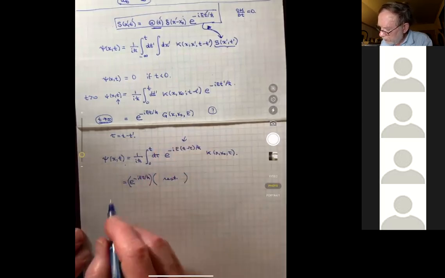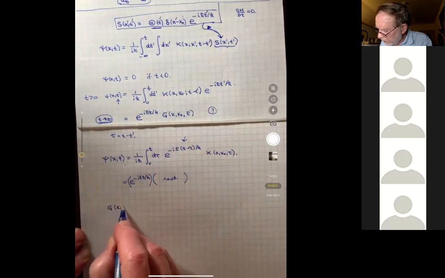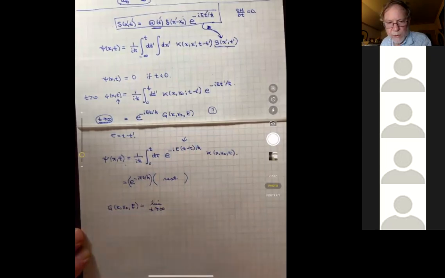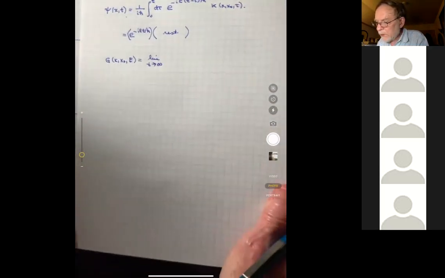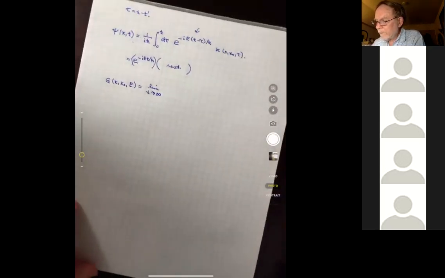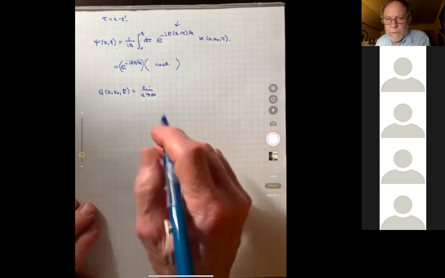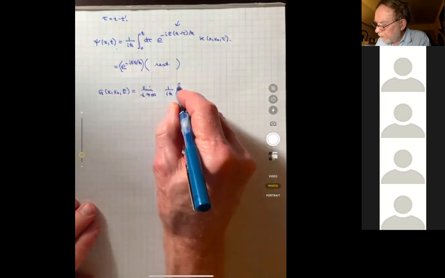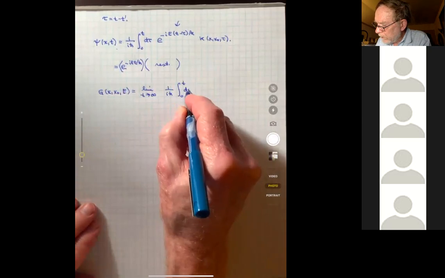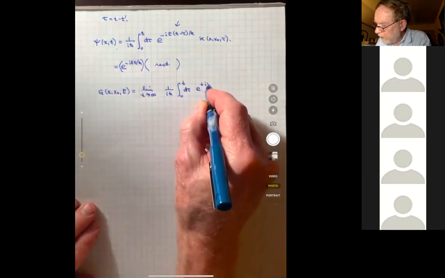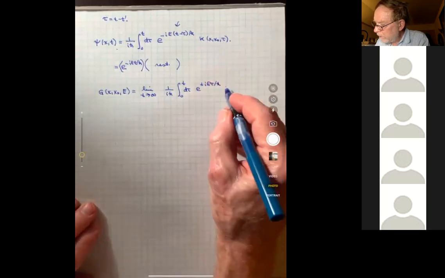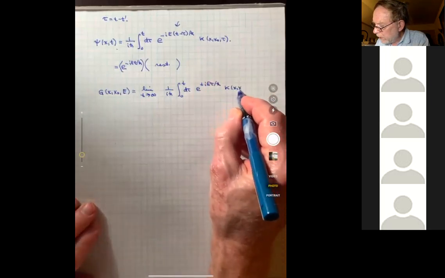So if that's going to be the Green's function, then what we get is G of x, x0, and energy E, is equal to the limit as t goes to infinity of, I'm just going to copy this integral except leave off that phase factor, 1 over i h bar, integral 0 to t d tau, e to the plus i E tau over h bar, times k of x, x0, and tau.